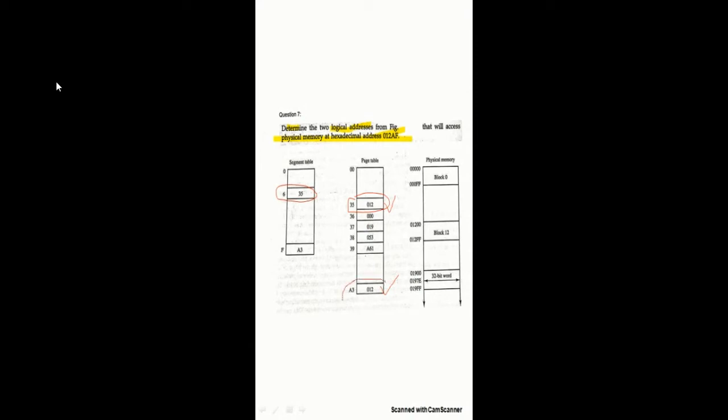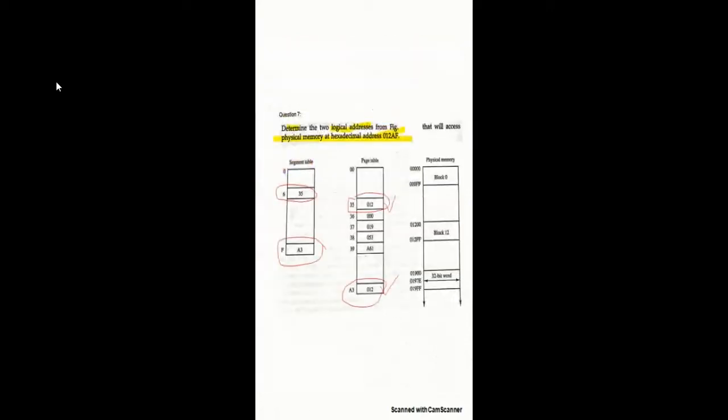So when it is present two times, you see here it is present in which page? Page A3. But this page A3 is present in which segment? It's present in F segment. Okay. So now to find the logical address, first you should write segment number, then your page number, then you write word number, right? So what is the segment first?